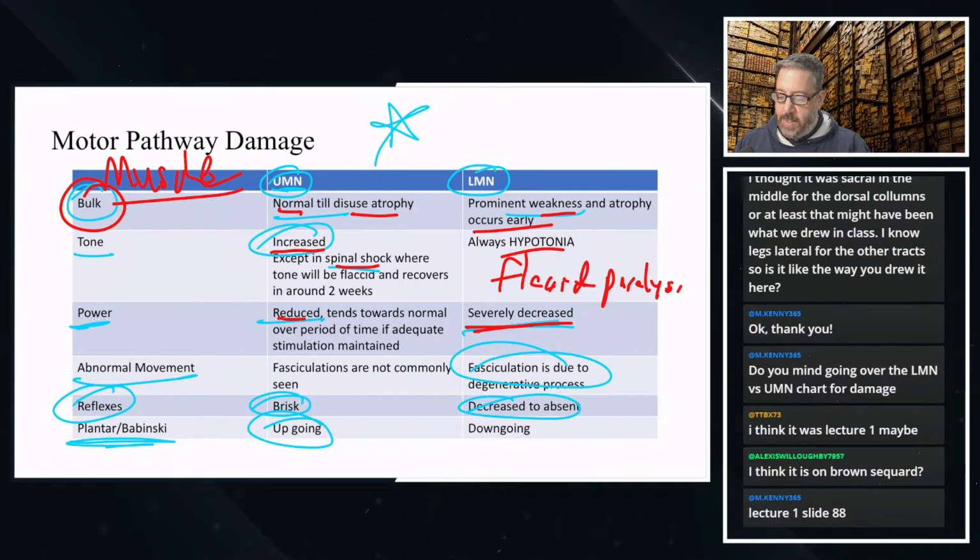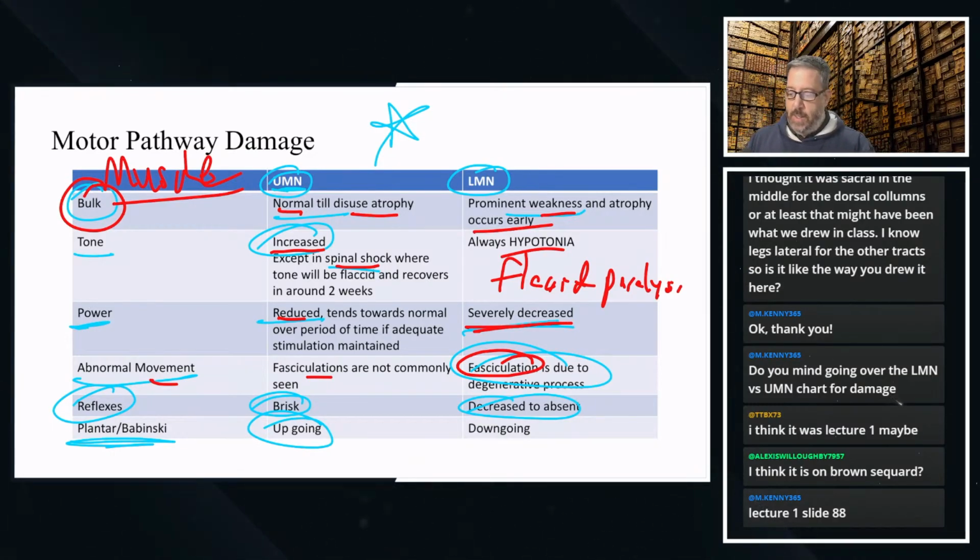Abnormal movements. What kind of things they're going to have? No fasciculations with an upper motor neuron, but they will have fasciculations, so twitching, with a lower motor neuron. When you guys do your physical exam and you're looking for any muscle fasciculations, you're looking for muscle twitches. What is going on? That indicates a lower motor neuron if they have fasciculations.